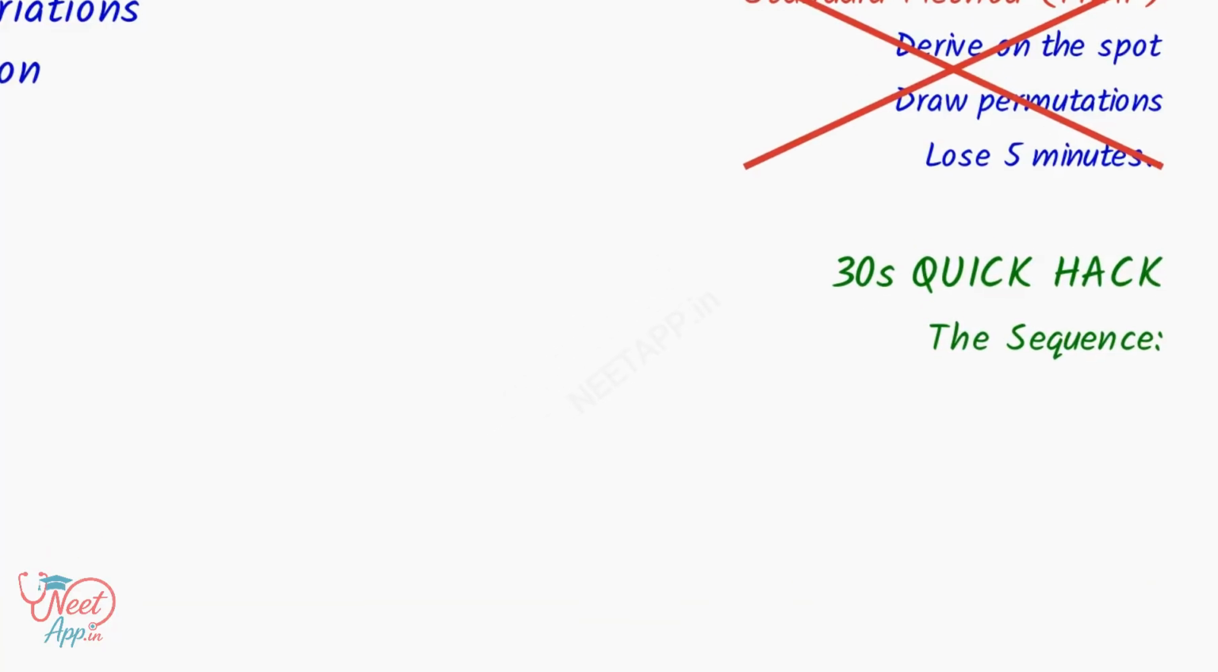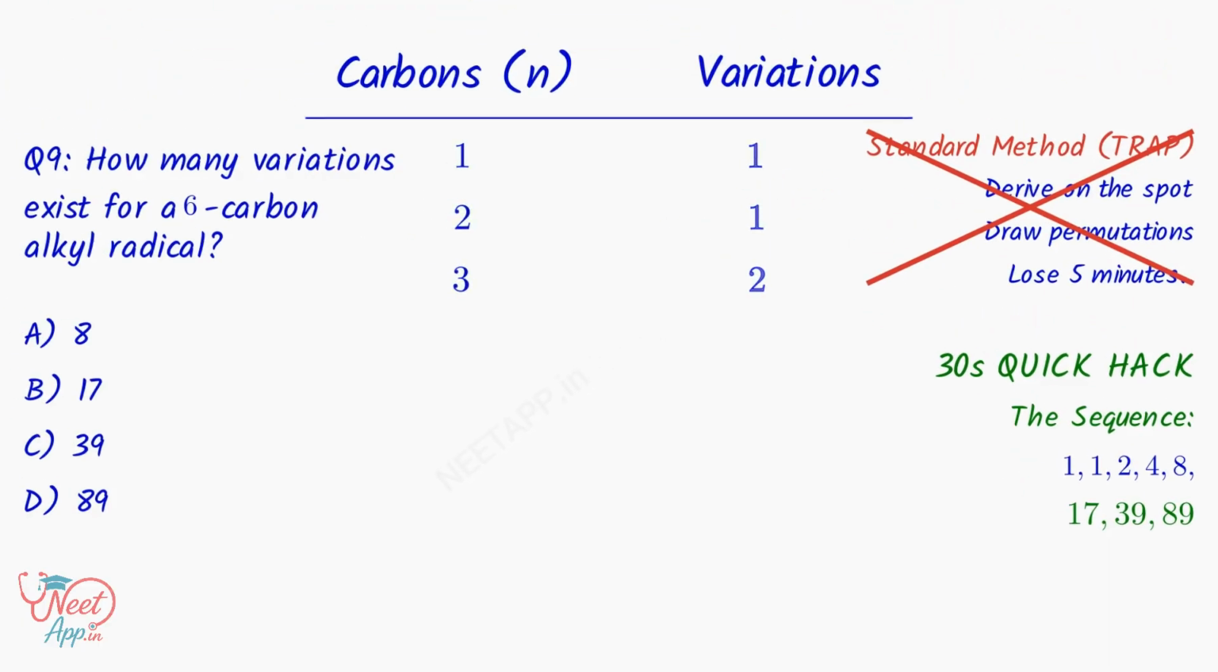Here is the 30-second shortcut, the ultimate radical memorization table. Do not derive these. You must memorize the sequence. 1, 1, 2, 4, 8, 17, 39, 89. Watch the center screen. Let's build the table.